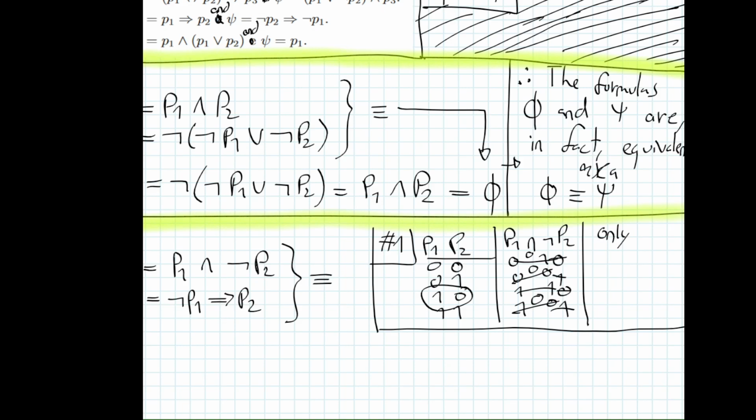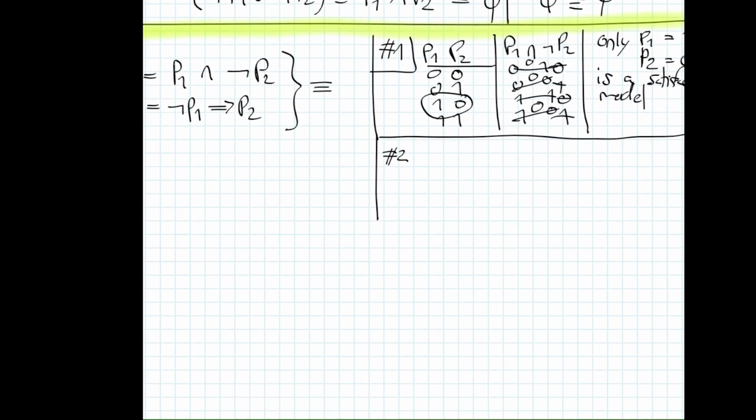Only P1 equals 1 and P2 equals 0 is a satisfactory model. And second, we want to do the exact same for the other expression.